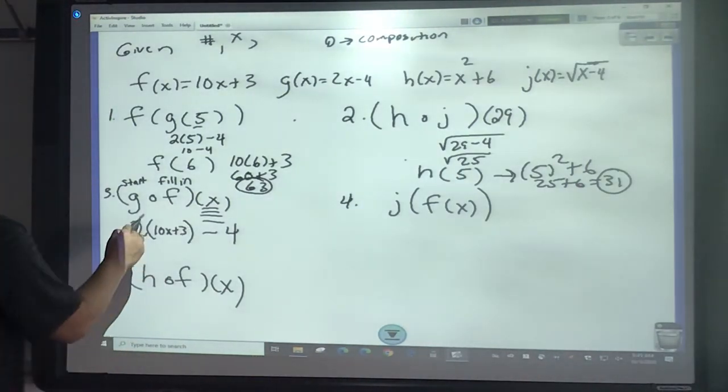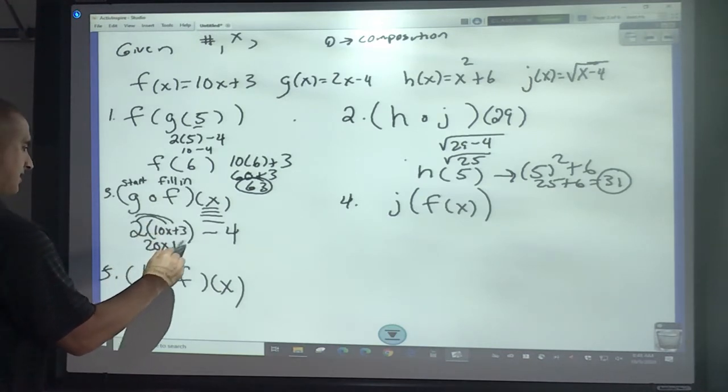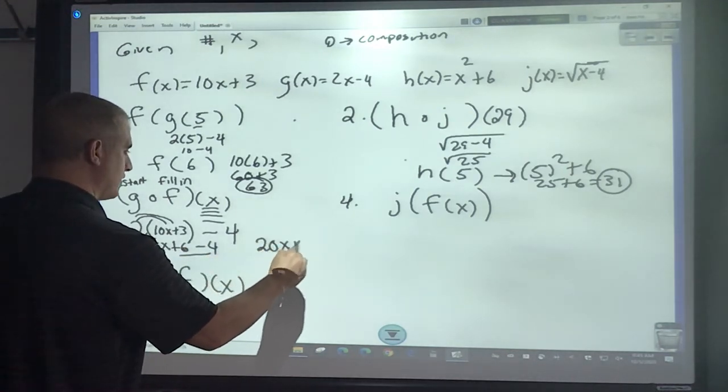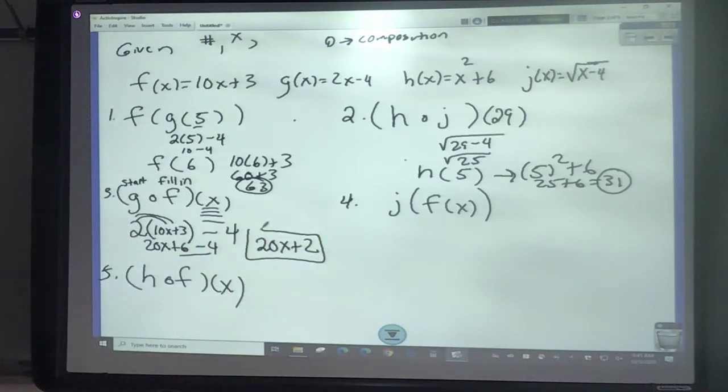In this case, I can distribute. That'd be 20x plus 6 minus 4. If I combine the like terms there, that would be 20x plus 2, because those are the only two that combine. Okay, so a little bit different process.